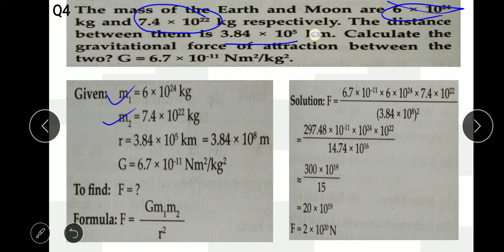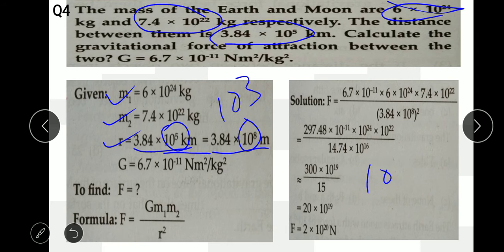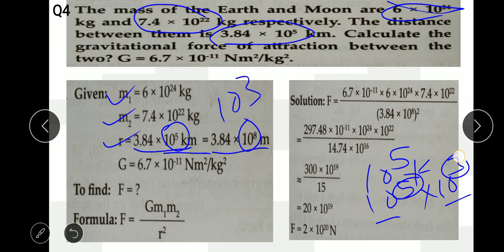The distance between them, r, is given as 3.84 into 10 raised to 5 kilometers. This kilometer is converted into meter. 10 raised to 5 will become 10 raised to 8. Kilo means 10 raised to 3. So it will become 10 raised to 5 into 10 raised to 3. Here the base 10 is the same, so we add 5 plus 3, and it becomes 10 raised to 8. That's why it is written 10 raised to 8 meter.